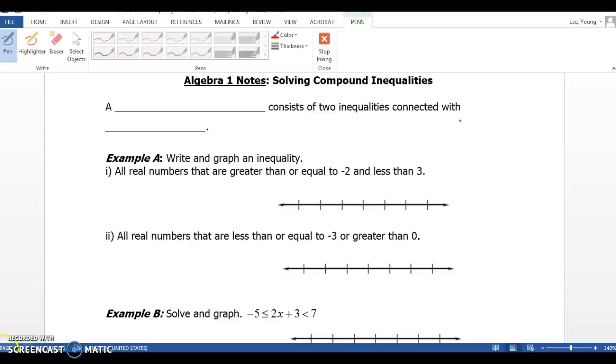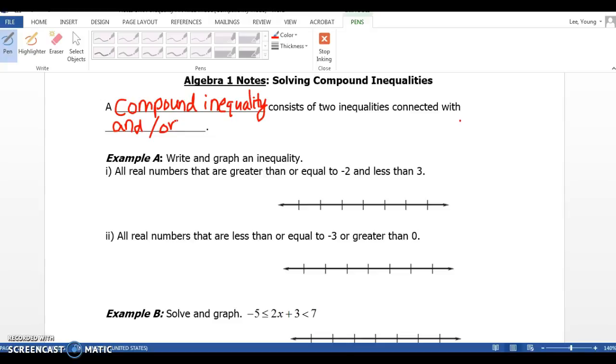Hi guys, today we're going to talk about compound inequality. So a compound inequality consists of two inequalities connected with "and" or "or." Okay? So let's take a look at the example.